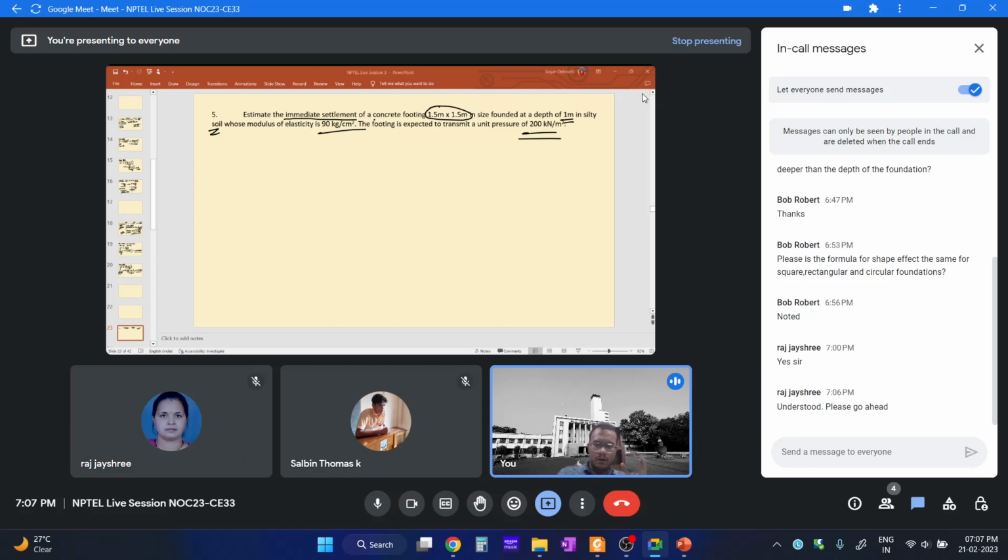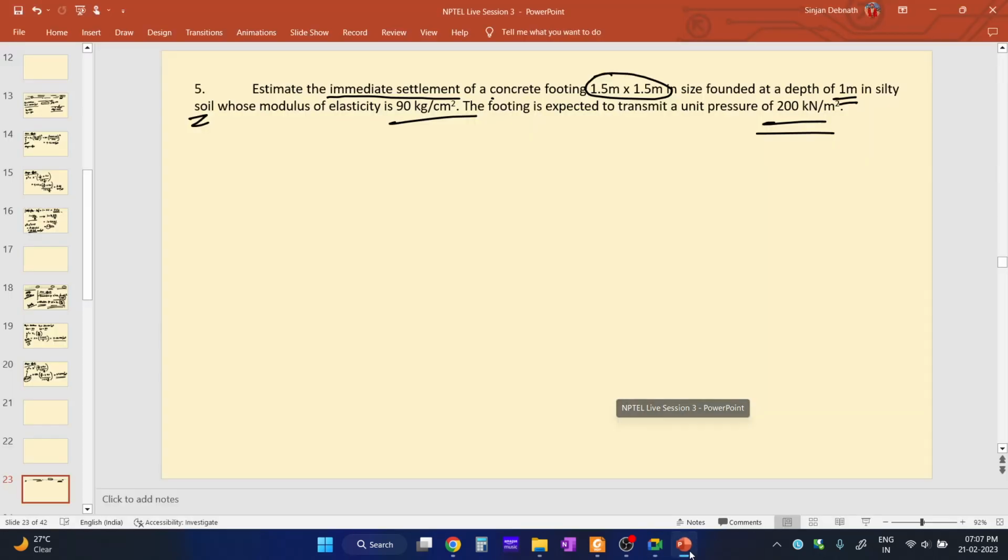So it will get compressed very easily after applying the load in case of cohesionless soil. The formula of immediate settlement for both the soils, cohesive and cohesionless, is the same. In case of cohesionless soil, immediate settlement is maximum. There is no need to consider the primary settlement that will occur due to consolidation. Okay, primary consolidation. This one is immediate consolidation.